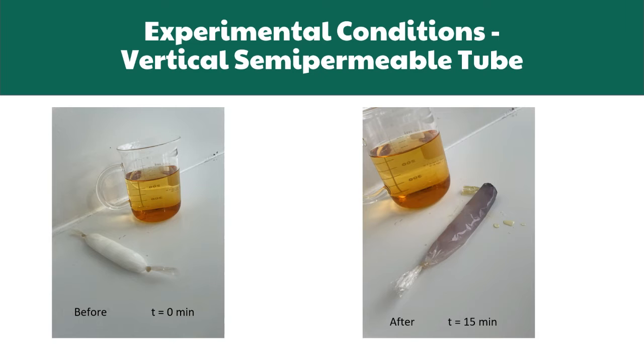The picture on the right shows the result of our experiment after it was run for 15 minutes. The cornstarch solution inside of the dialysis tubing has turned a dark purple color, indicating that the iodine has diffused through the membrane. Therefore, mass transport of iodine has occurred from the beaker solution to inside the dialysis tubing. However, there is no mass transport of cornstarch from the dialysis tubing to the beaker solution, as there is no reaction occurring outside of the tubing.